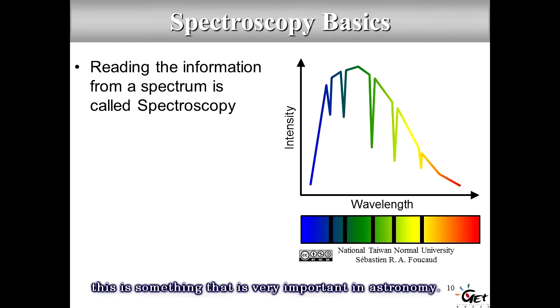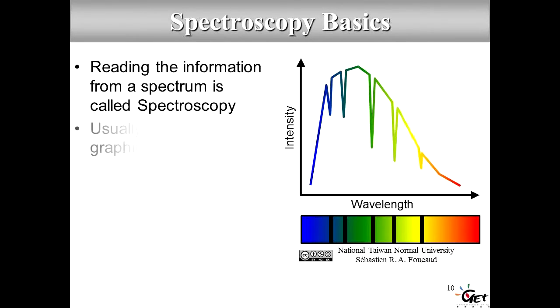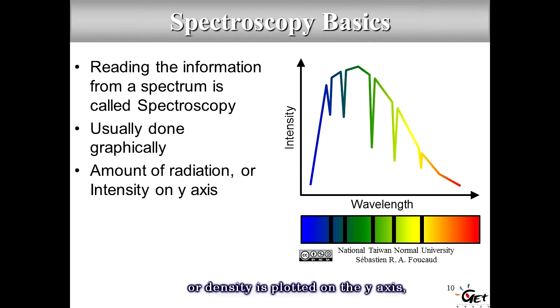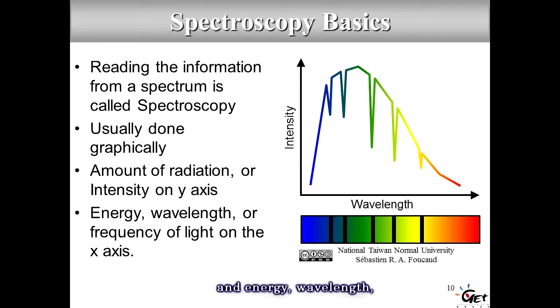This is something that is very important in astronomy. Once again, we can derive lots of properties about an object just by looking at the spectra. Usually it's done graphically, but we have several methods to analyze it very accurately nowadays, such as cross-correlation methods and others. Mathematical methods are used to get an accurate measurement. The amount of radiation or intensity is plotted on the y-axis, and energy, wavelength, or frequency of the light on the x-axis. This is what we call a spectrum.